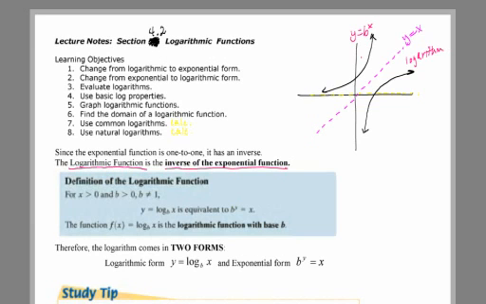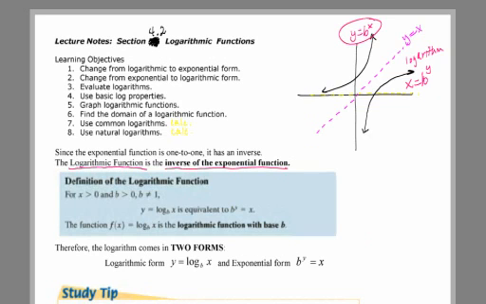Now, remember our RSSR steps on inverses. We swapped out the x's and the y's. So if I swap out those x's and y's, I end up with a logarithm equation that looks like this. x equal b to the y. All I did was swap or switch my x's and my y's. So x equal b to the y. This is an actual logarithm equation.